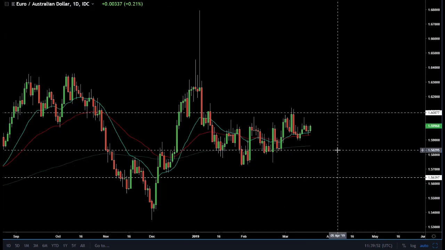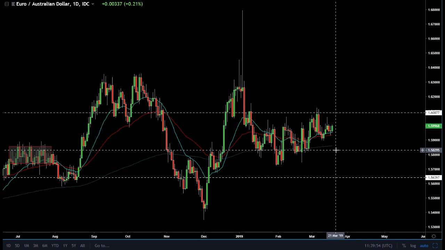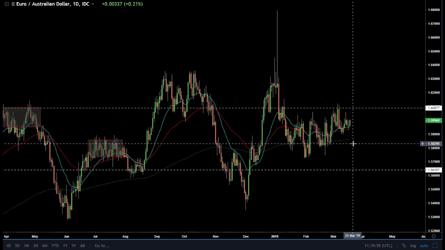Now moving on to the euro Aussie. Not even going to spend too much time on these because they're all ranging at this point. So euro Aussie is ranging.